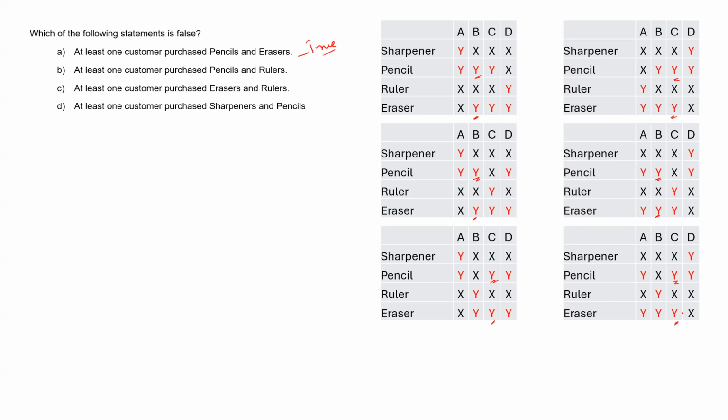At least one customer purchased pencils and rulers. So pencil and rulers, not there in this case, right? If you look at this, not there in this case also. Not there in this case as well. Not here as well. Not here as well. Not here as well. So this is definitely false. At least one customer purchased erasers and rulers. Yes, eraser and ruler is there in every single case, right? And at least one customer purchased sharpeners and pencil. That is also there in all the cases. So the one that is false is option number B.